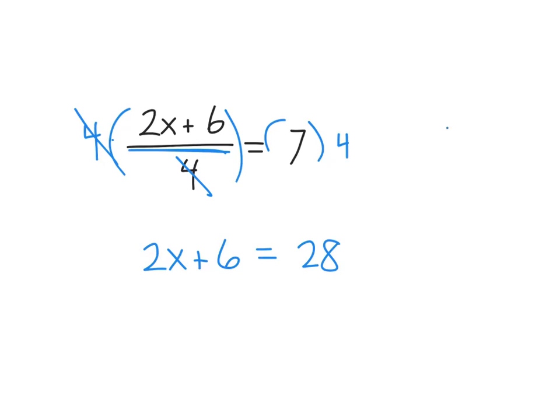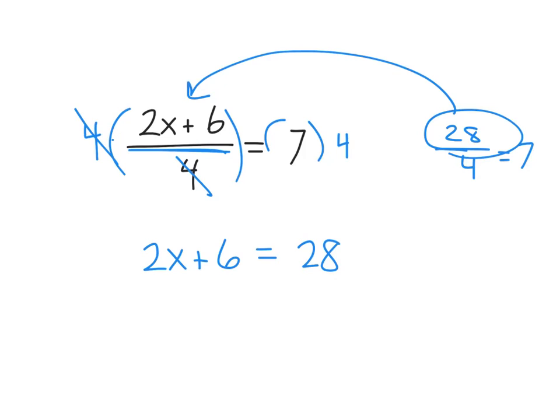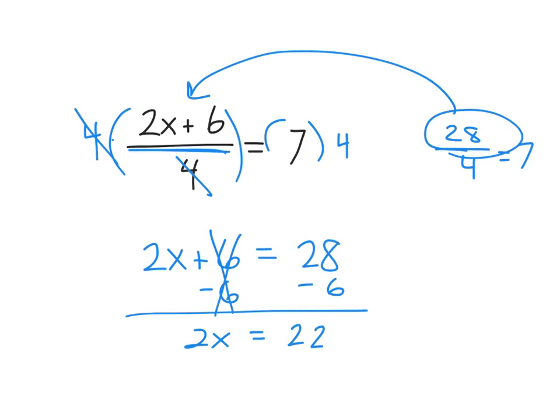And that's what we know. We know that 28 divided by 4 equals 7. So this top amount has to be 28. And that's what my equation now shows. Now it's just kind of a standard solving problem where we would subtract 6 from both sides. 6 minus 6 makes 0, and 28 minus 6 is 22. And then we would divide both sides by 2, and we would get x equals 11.